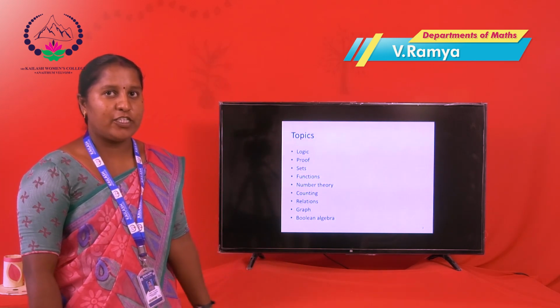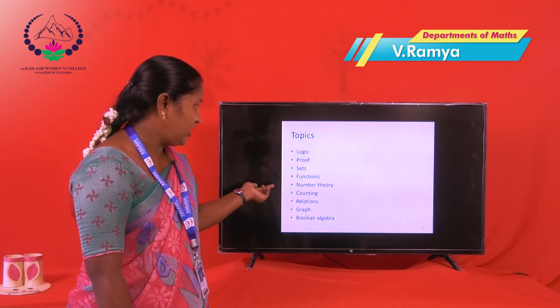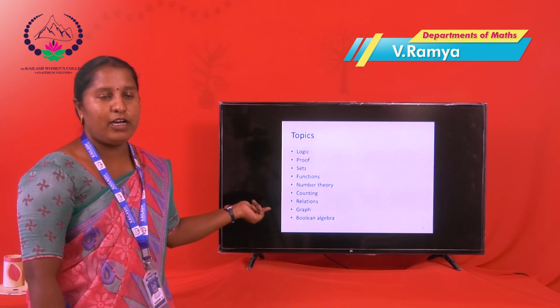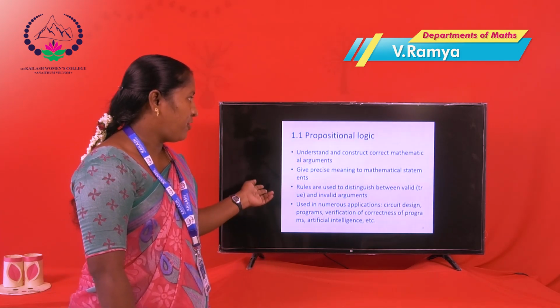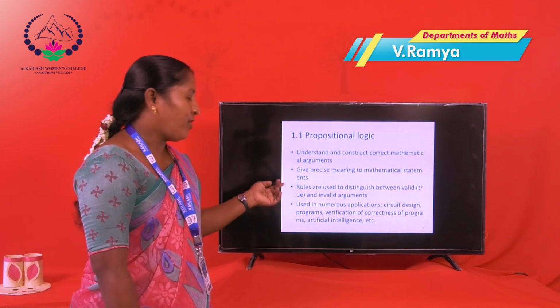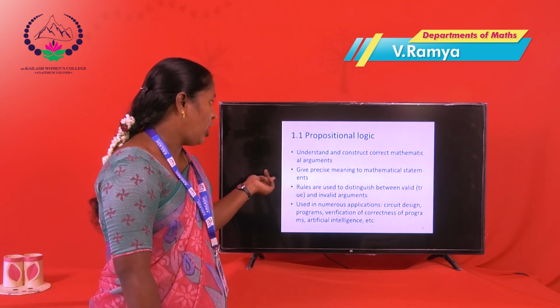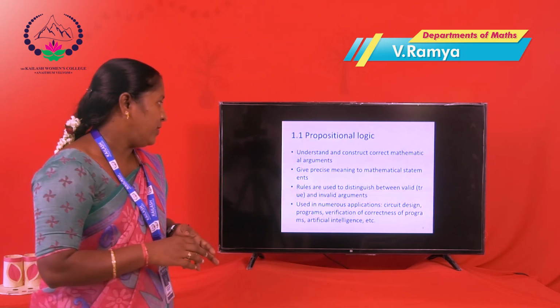The subtopics of discrete mathematics are logic, proof, sets, functions, number theory, counting, relations, graph, and Boolean algebra. We see the first topic is propositional logic. So what is logic? Understand here, logic is used to construct correct mathematical arguments.